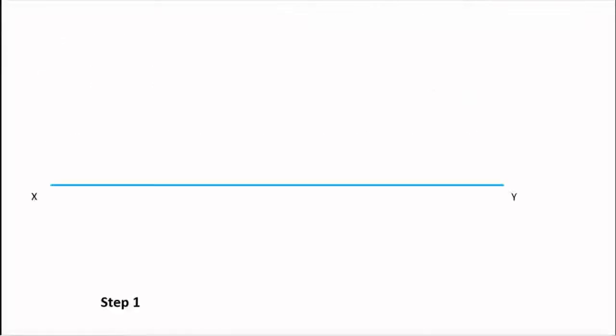So in step 1, we'll draw the XY line and draw a perpendicular. And to this perpendicular, we'll draw an isosceles triangle with the base of 40 mm and the altitude of 70 mm, as can be seen. The altitude is represented by the blue line.